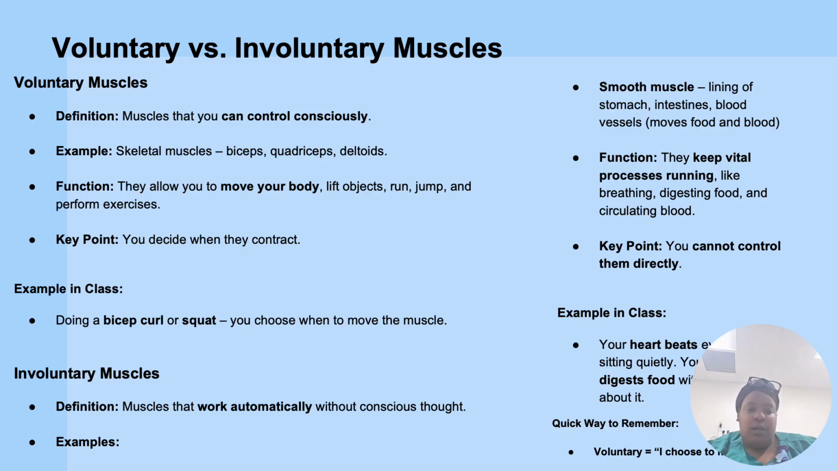So let's go over the difference between voluntary and involuntary muscles. Voluntary muscles are the muscles you choose to move. For example, when you perform a bicep curl or a squat, these are your skeletal muscles. Involuntary muscles work on their own, without conscious effort. These include your heart, which keeps beating automatically, and your stomach and intestines, which help digest your food without you even thinking about it. A quick way to remember the difference is that voluntary means I control it, and involuntary works automatically.